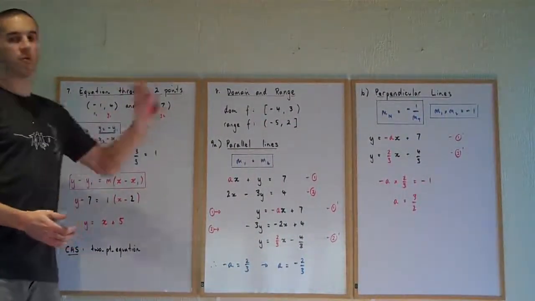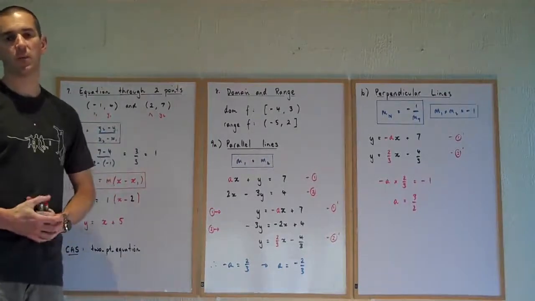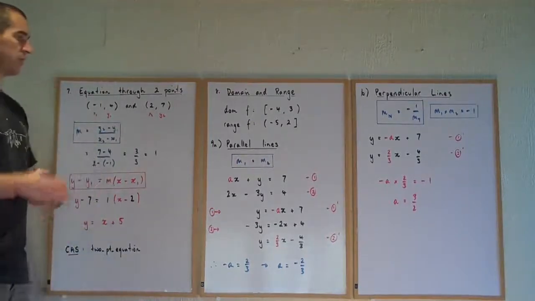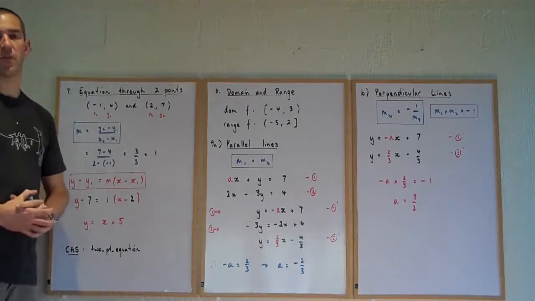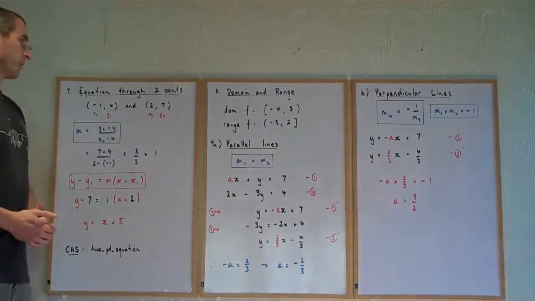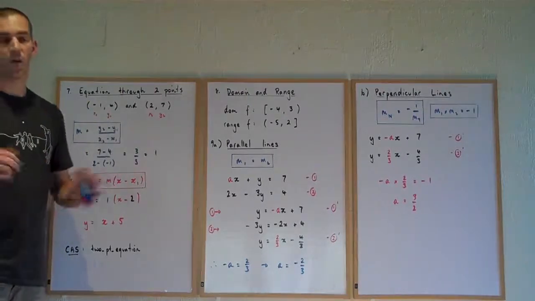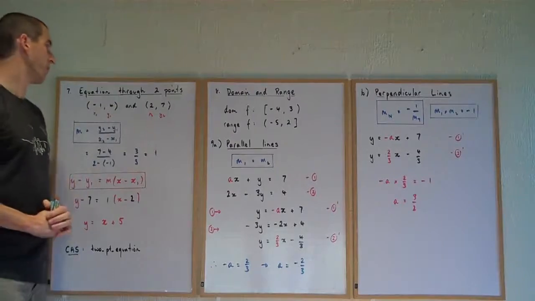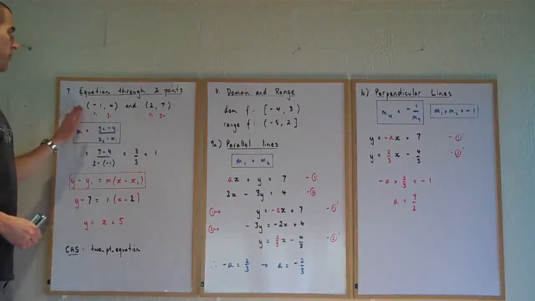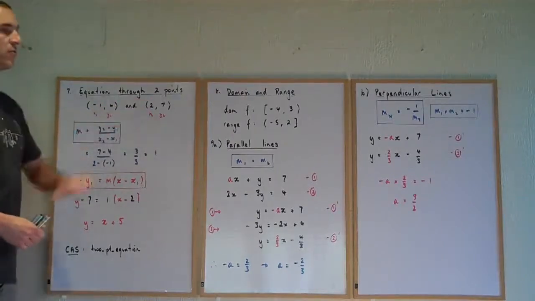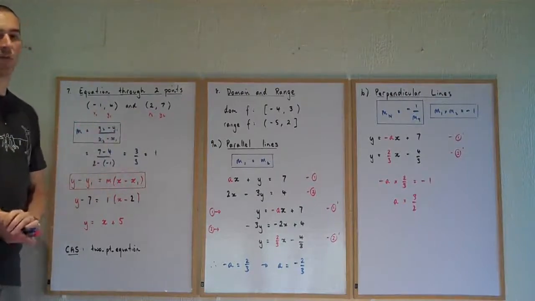Examples 7 through to 9b on these particular boards. We've moved on to linear equations, which should be very familiar to you, all the way back to equations of a straight line given 2 points. So basic information, question 7, 2 points, -1, 4 and 2, 7. We need to find the equation of the line.